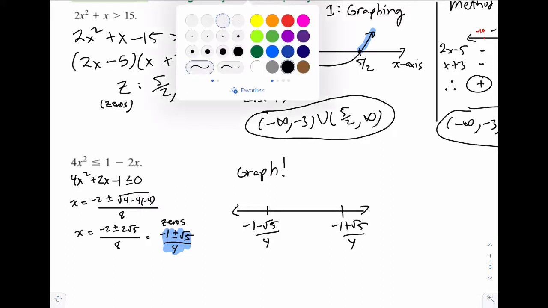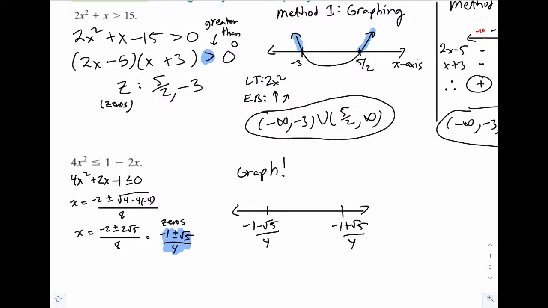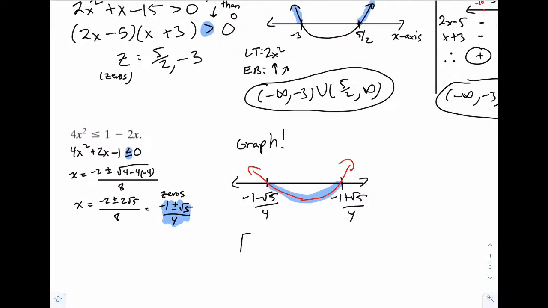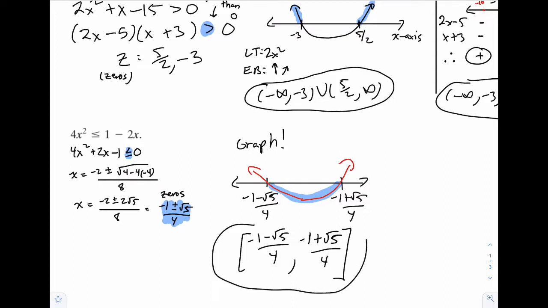And now the graph, we can see it's a positive parabola, so just draw a positive parabola like that, and highlight what's less than 0. So I want this region right here, because that's going to be below the x-axis, and there it is. Bracket negative 1 minus root 5 over 4, negative 1 plus root 5 over 4. And notice I'm putting brackets. That's because it says inclusive right there.